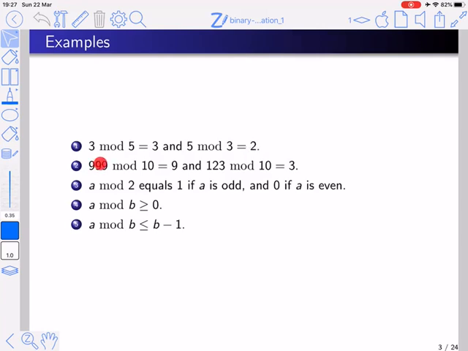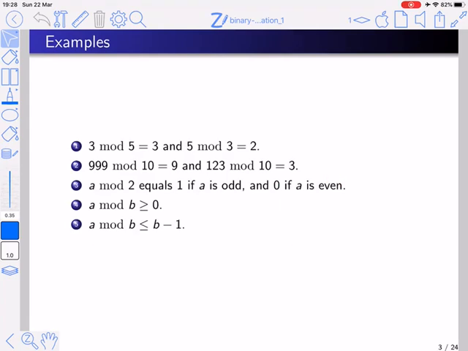If we take 999 divided by 10, the remainder is 9. 123 divided by 10, the remainder is 3. You notice that in the case of division by 10, if the number is given in decimal representation, then computing the remainder is very easy. It is simply the least significant digit. Here it's a 9, and here it is a 3. Now, what happens when we divide by 2? The remainder of dividing a by 2 equals 1 if a is odd, and 0 if a is even.